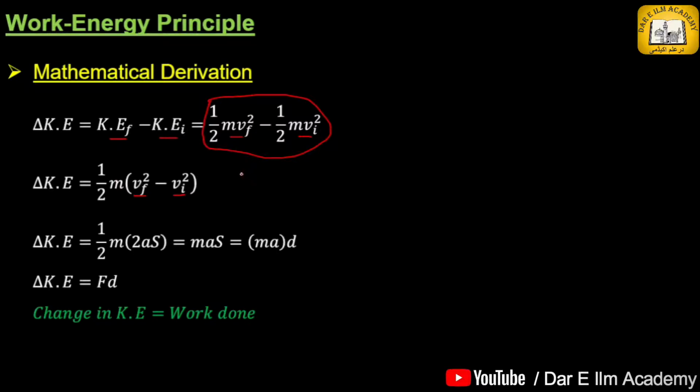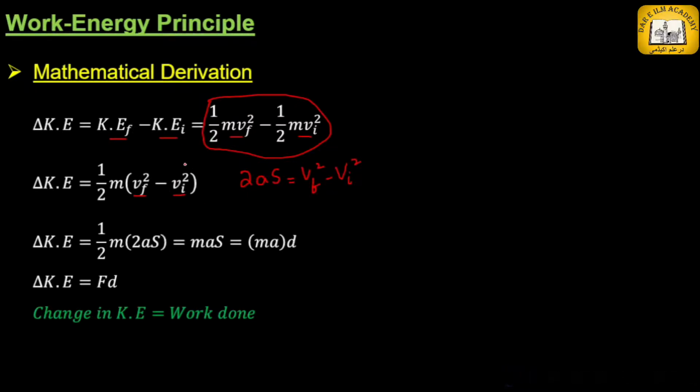According to the third equation of motion, we know that 2as is equal to vf square minus vi square. So by putting the value of vf square minus vi square, which is equal to 2as, in this equation, we get the result like this: 1 over 2 m into 2as. By cancelling out this 2, we get the result mas.